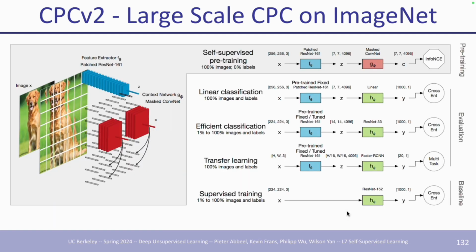So these are the different downstream tasks that they test. They do this pre-training that we just described. They do this linear classification on ImageNet. You can also investigate efficient classification, where you don't provide all the labels. You provide maybe 1% or a smaller percentage of the full labels to your fine-tuning task. You can also try this on transfer learning tasks, where these models are pre-trained on ImageNet, but maybe we want to test it on Pascal VOC, which is like a bird classification data set.